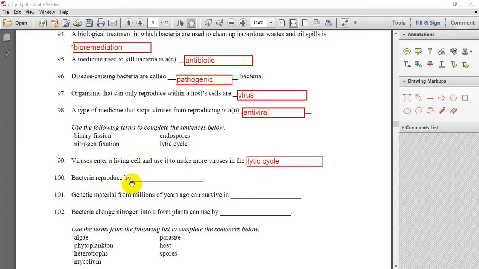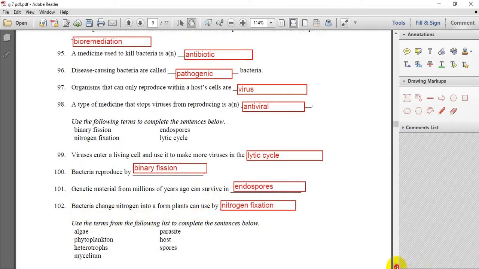Bacteria reproduce by binary fission. Genetic material from millions of years ago can survive in, as we said before, what they found in the fossils? Yes, endospore. Bacteria change nitrogen into a form a plant can use by, yes, this is called nitrogen fixation. Next, match also.